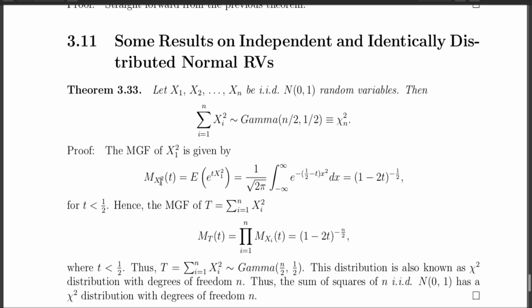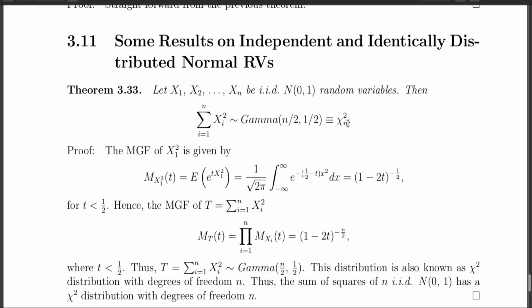That means the moment generating function of x1 square is going to exist if t is less than half. In this case, the moment generating function is given by (1 minus 2t) to the power minus half. So now the moment generating function of T, which is the product of the moment generating functions of xi square, is nothing but (1 minus 2t) to the power minus n by 2. And we know that this is the moment generating function of the gamma distribution with parameter n by 2 and half. That's why summation xi square follows a gamma distribution with parameter n by 2 and half.